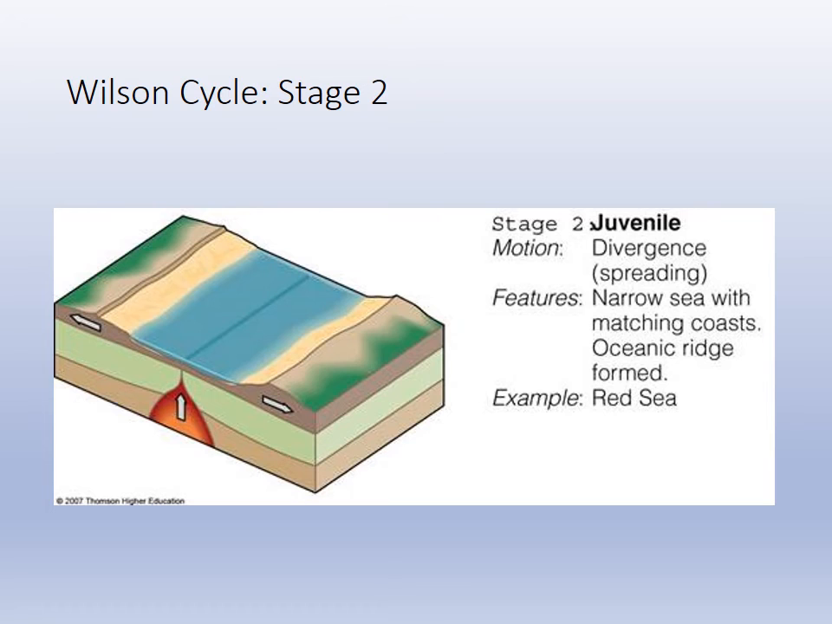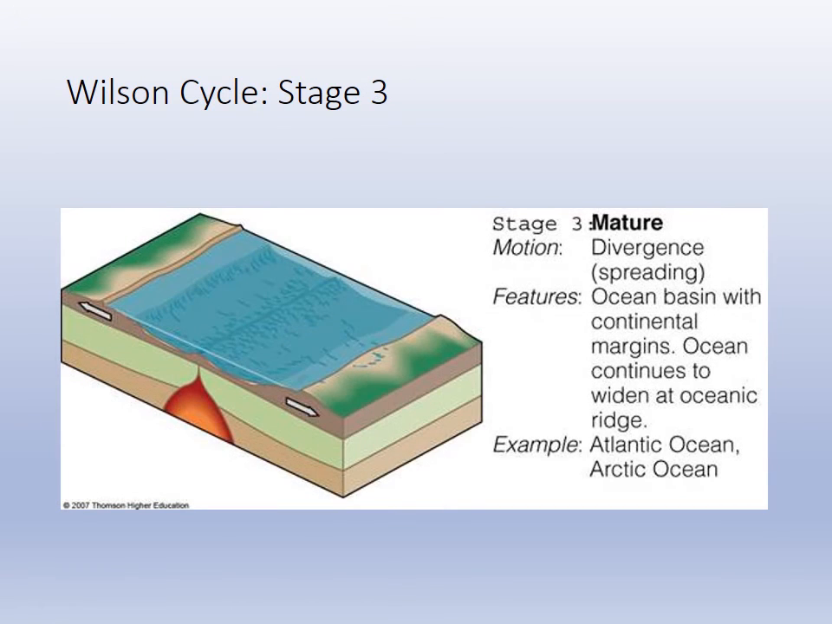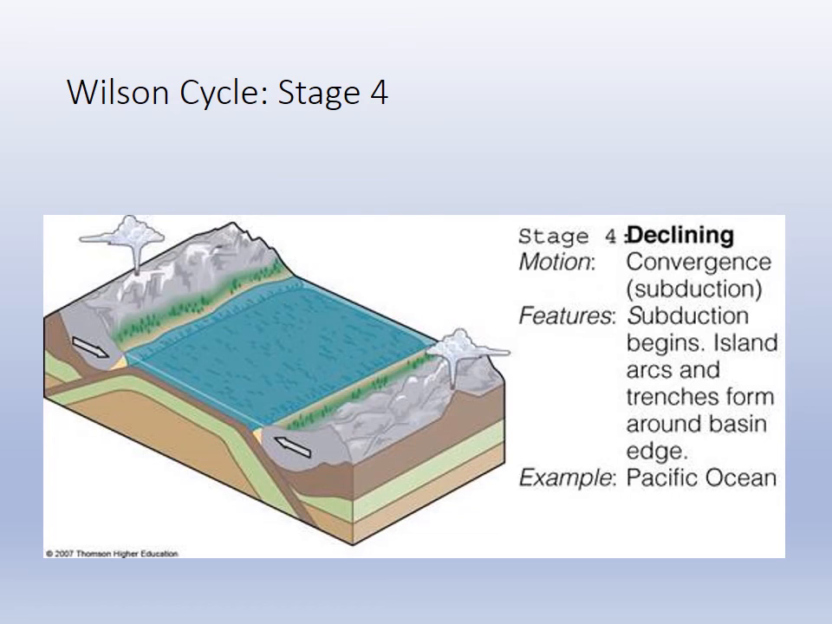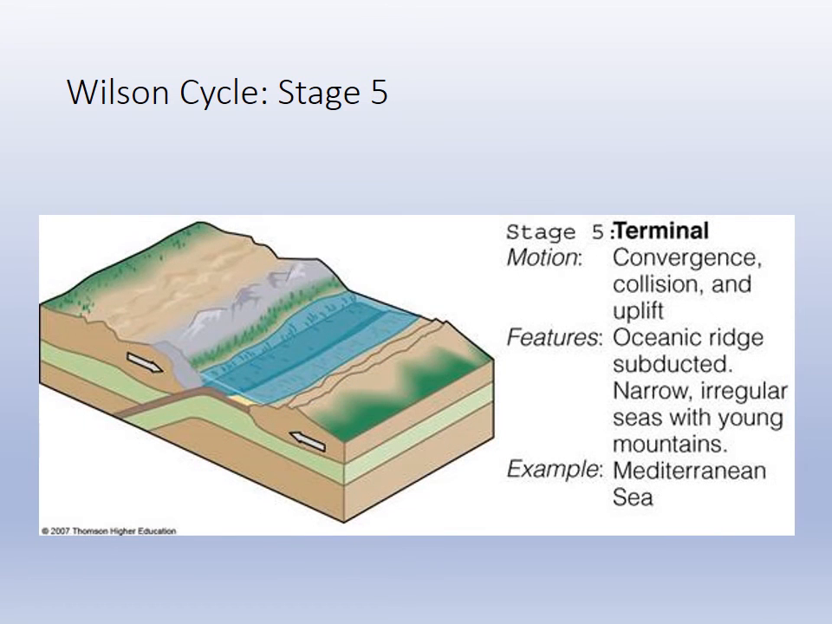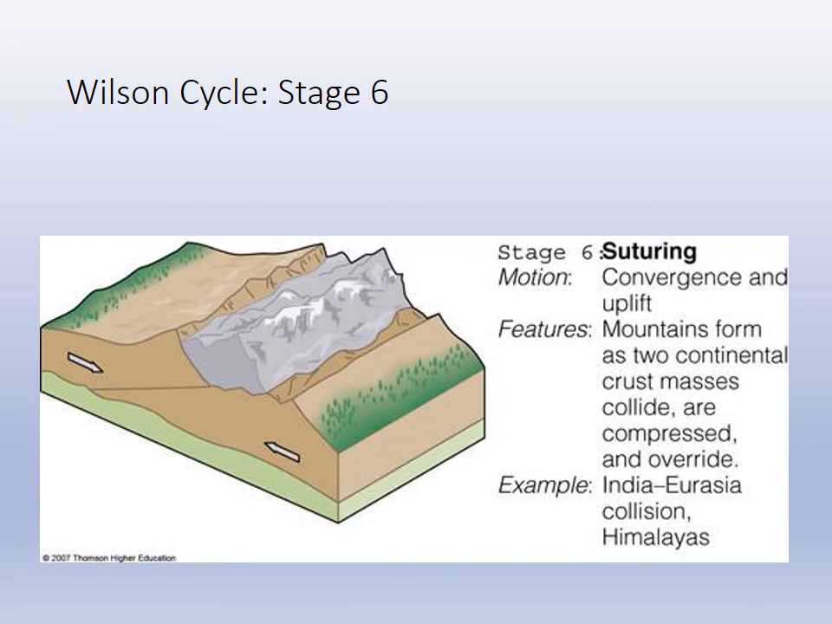Stage two is juvenile, your embryonic ocean, the Red Sea. Stage three is mature, a fully formed ocean, but it's still growing, the Atlantic. Stage four is the decline, the largest of the oceans, but they're getting smaller, the Pacific. And then, of course, the dying ocean, the terminal stage, the Mediterranean Sea, which was the Tethys Ocean, remnants suturing, uplift of land, which is the Himalayas.